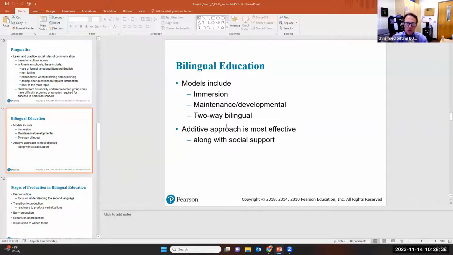So additive would be kind of a sprinkling in and adding in of a new language to be taught in a classroom. It's got to be paired with social support, meaning I can't just teach a new language to a group of children or one child and then expect them to get that on their own. Social settings are important to be able to use the language that you are learning to speak. We didn't learn how to speak English just from a classroom or just from a teacher, right? We learned from our family members and friends, and we practiced that language in a social setting, not just in the classroom.